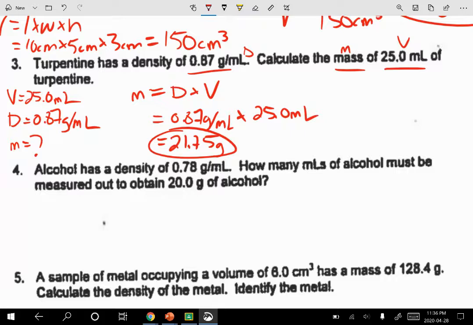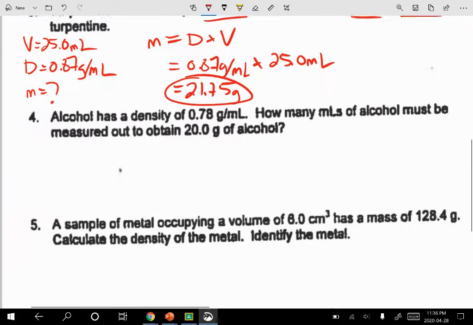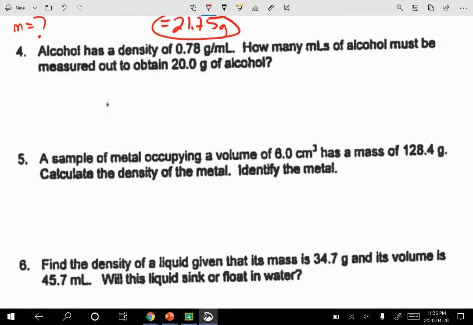Let's take a look at the next one. The next one solves for the final thing. It gives me a density again. It says how many milliliters. That would be a volume that we're trying to find, and it gives us a mass. So let's write down the stuff. All right, first thing I see is density 0.78 grams per milliliter.